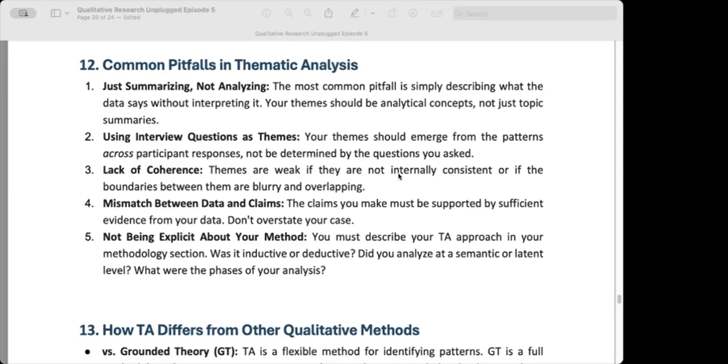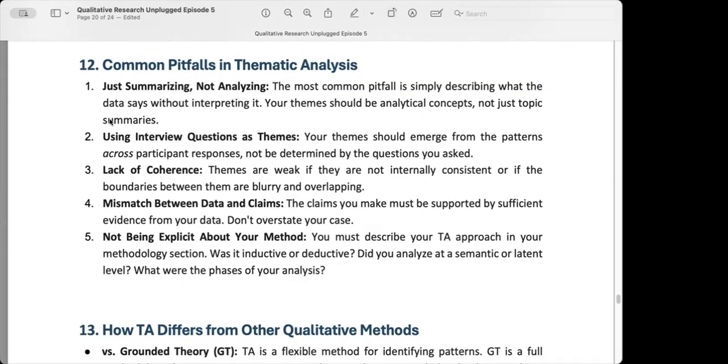Was your approach primarily inductive or deductive, or a mix? Did you analyze primarily at a semantic or a latent level, or both? What were the specific phases or steps of your analysis? For example, explicitly referencing Braun and Clarke's 6 phases if you use them, or the staircase model, or perhaps detailing your own adapted process. And critically, you should justify why you made these choices in relation to your research question and context. This transparency allows readers and reviewers, including your thesis examiners, to understand and assess the trustworthiness and rigor of your study, and it makes your findings defensible. Don't leave your reader guessing about how you actually did the analysis.